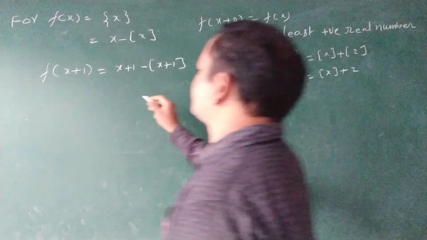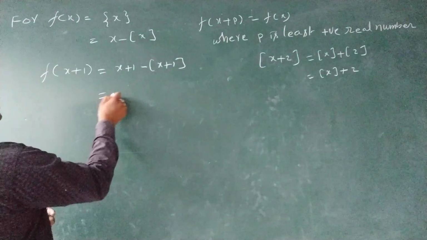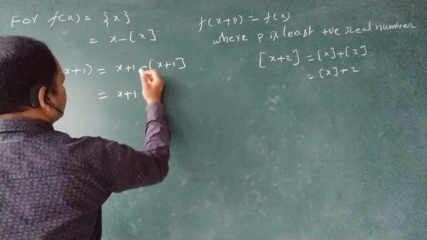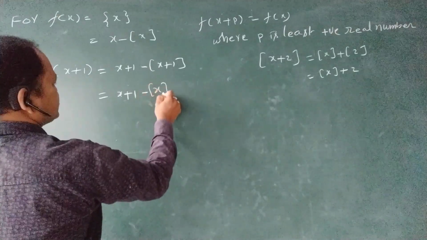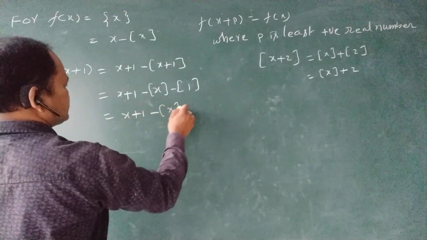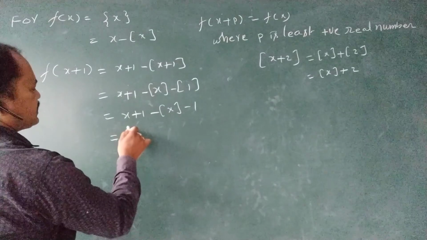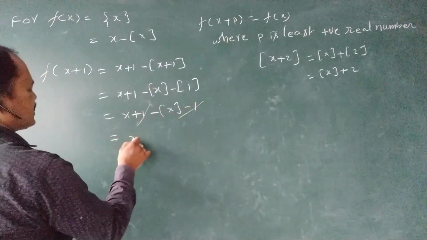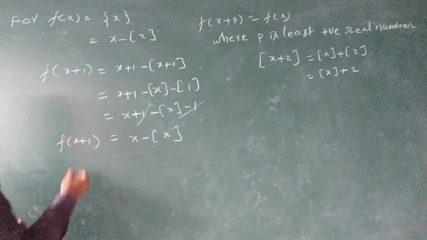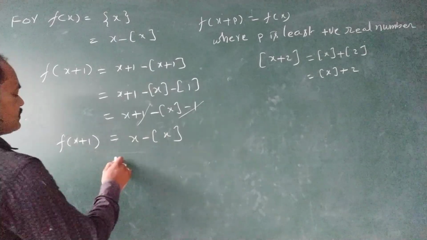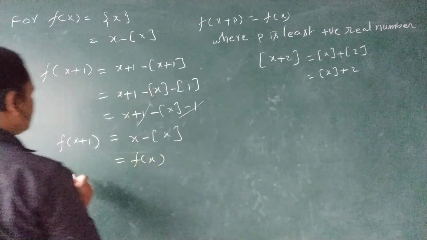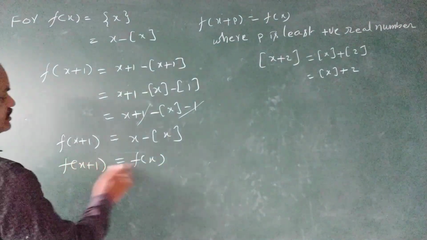So according to this, we have x plus 1 minus step x minus step 1. That's why x plus 1 minus step x minus 1. Now here 1 minus 1 gets cancelled. Then we have x minus step x. That's why f of x plus 1 is equal to x minus step of x, which is nothing but f of x. That's all. Now f of x plus 1 is equal to f of x.